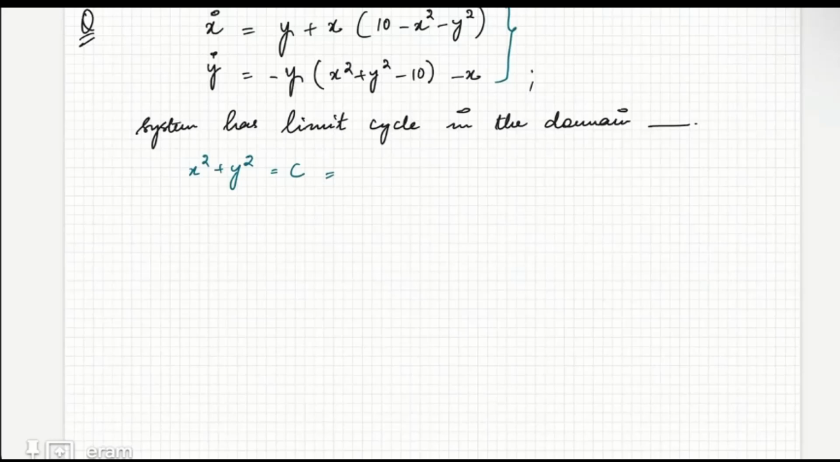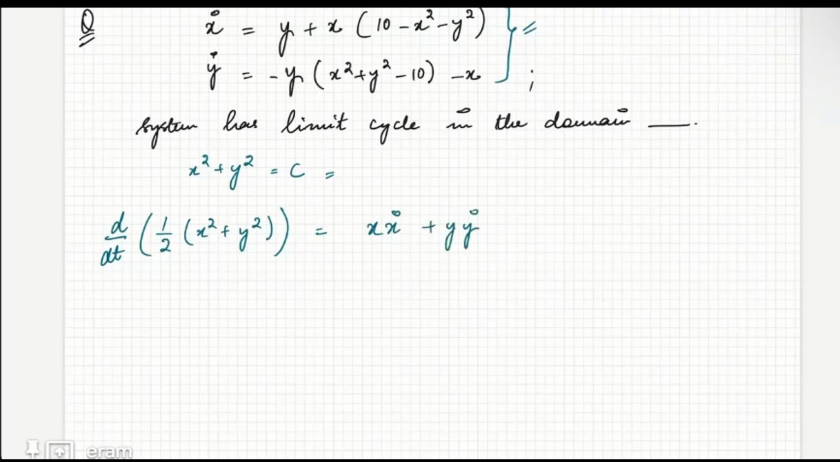So for that, let's consider the derivative of this closed curve. Let's consider half of it for easy evaluation of the derivative. So let's find the derivative of the closed curve along the solution of the system. And what will it be? It will be x times x dot and y times y dot.